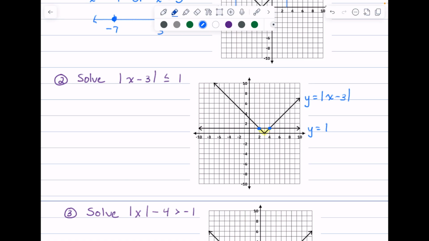And so here I end up with x can be greater than or equal to 2, and x can be less than or equal to 4. Right, and one way you can look at that, you can use the y equals 1 as a number line, right? And there's your answer right there. It's all the places on the x-axis where the absolute value graph is below the number.